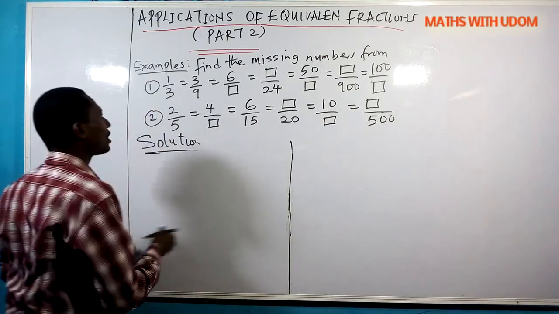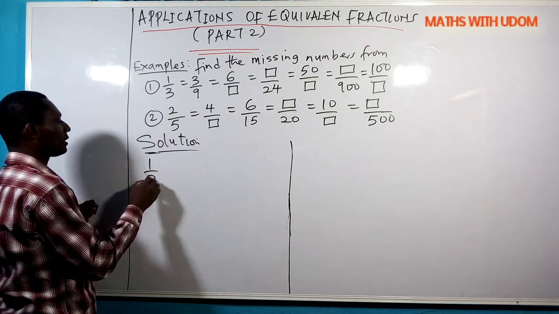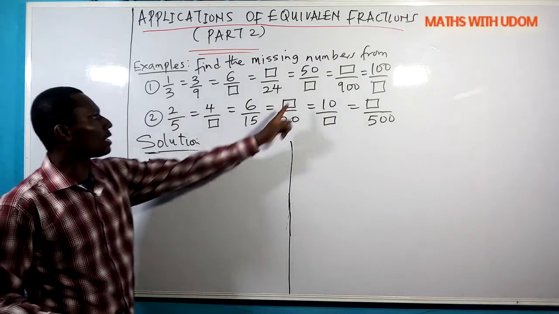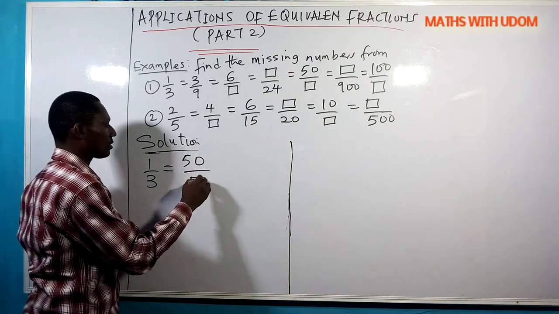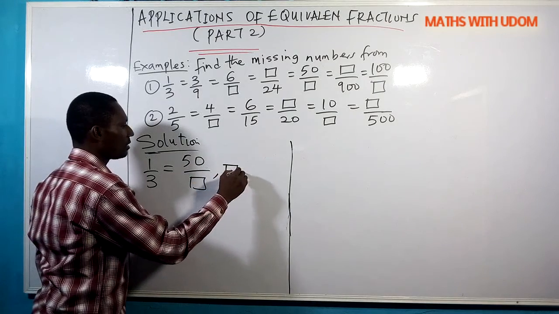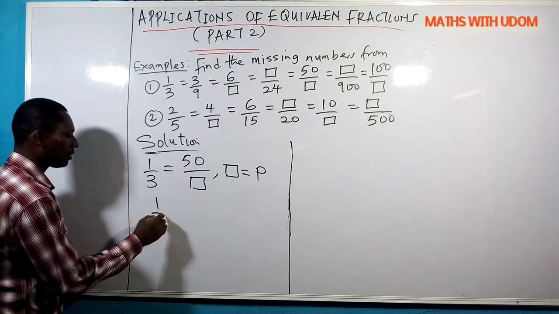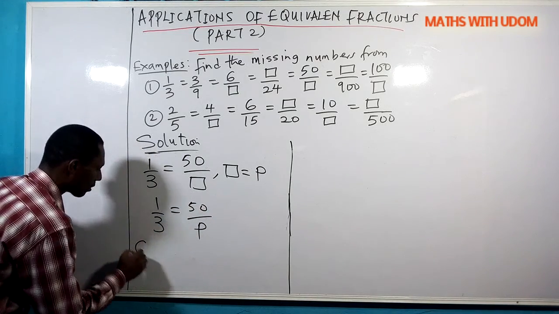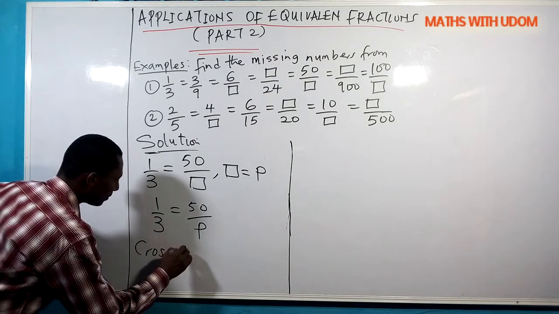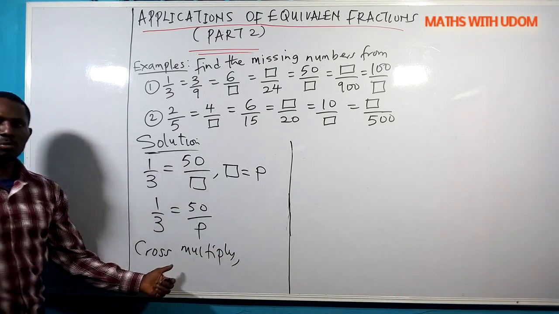So what do we have in the next one? We have one complete box, 1 over 3, equals to the one with incomplete box, 50 over box. So let the box represent P. So we have 1 over 3 equals to 50 divided by P. I will cross multiply.